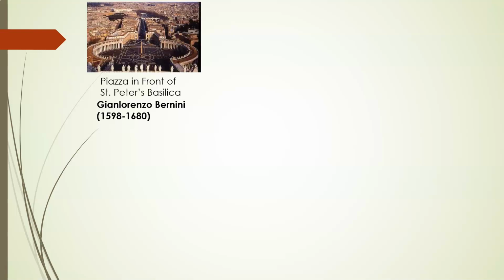So let's look at some of it. Gian Lorenzo Bernini was an Italian Baroque artist, and he did a lot of work for the Catholic Church. One of the most famous things that he did is the piazza in front of St. Peter's Basilica. St. Peter's Basilica is the center of the Catholic Church. It is the main cathedral. That's a more common name that you might be familiar with.